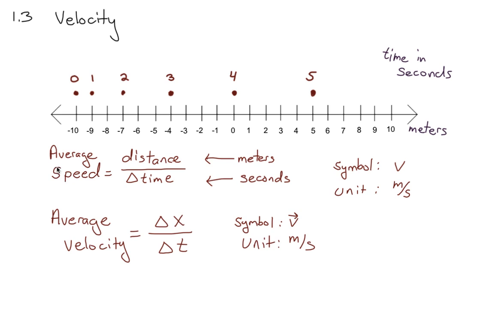So the first thing we're going to define is the concept of average speed. The definition of average speed has to do with the concept of distance. It's the total distance an object travels during a duration of time. So it's not really the distance, it's the ratio of the distance to the duration of time. The distance traveled divided by the total amount of time.